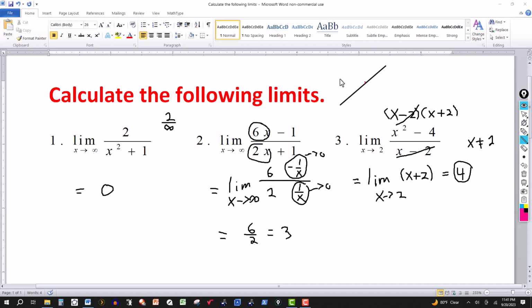So if I were to graph this coordinate system, this point right there that I marked in red would be the point (2, 4). So those are your answers to these: 0 for the first one, 3 for the second one, 4 for the third one.